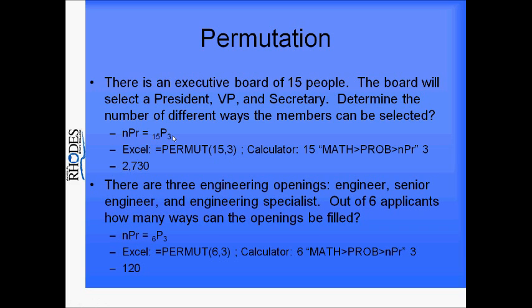There are 3 engineering openings: engineer, senior engineer, and engineering specialist. Out of 6 applicants, how many ways can that be filled? And again, order matters. There's a difference between engineer and engineering specialist. Whereas if it just said there's 3 engineering openings where there's no distinguishable difference, an engineer is an engineer is an engineer, then in that case it would be a combination. But because we have 3 different variants of engineers, now it matters. That's why it's permutation. So when you calculate it out, it comes to 120 different ways that the openings could be filled.